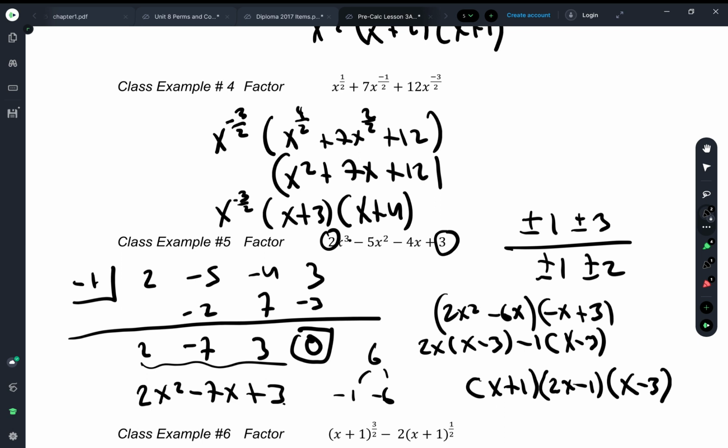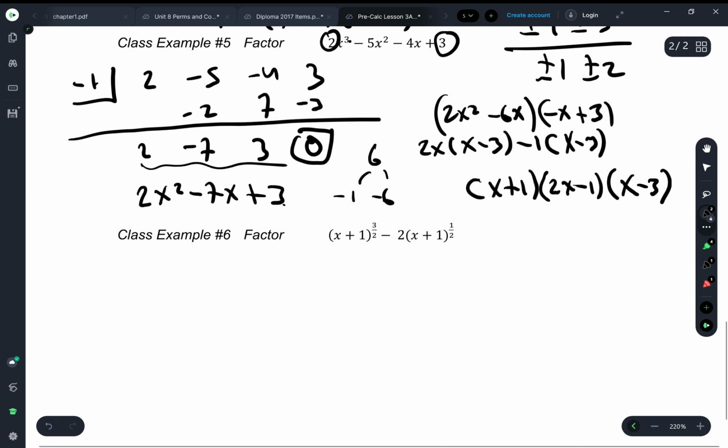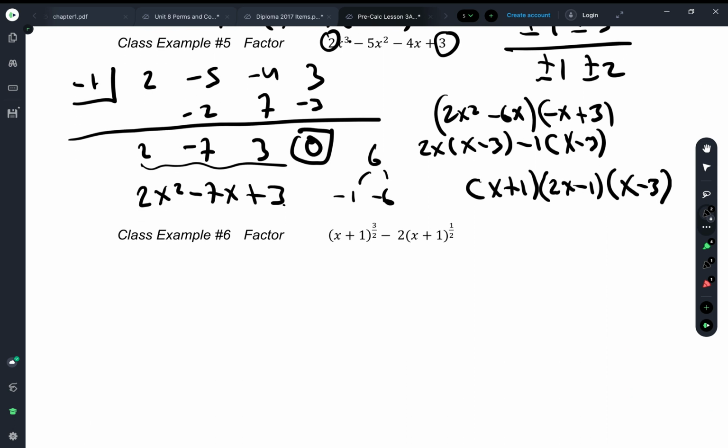Okay, so this one, it's a little bit more direct than it looks, but you have x plus 1 to the 3 halves minus 2 times x plus 1 to the 1 half. Well, they have a common factor of x plus 1. And what's the smallest? The 1 half is. So we're going to pull an x plus 1 to the 1 half out.